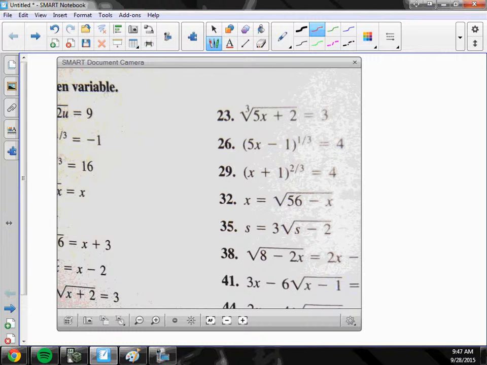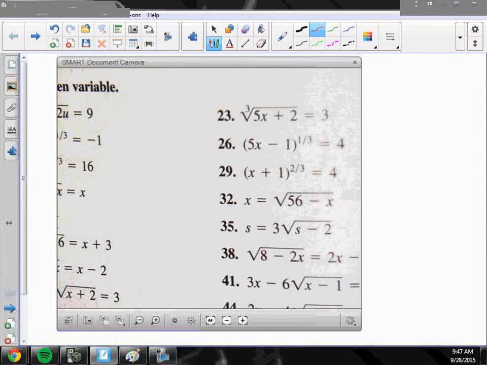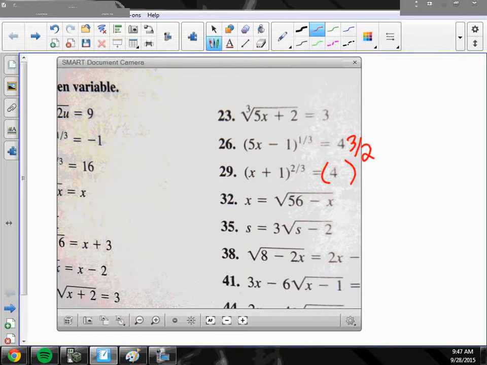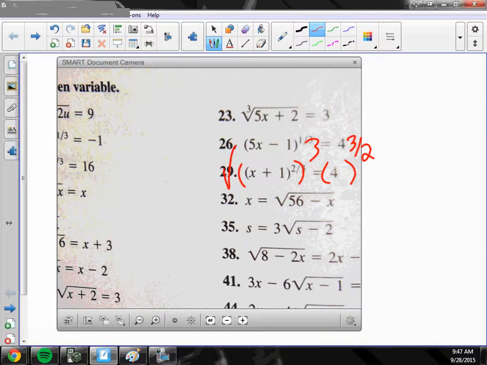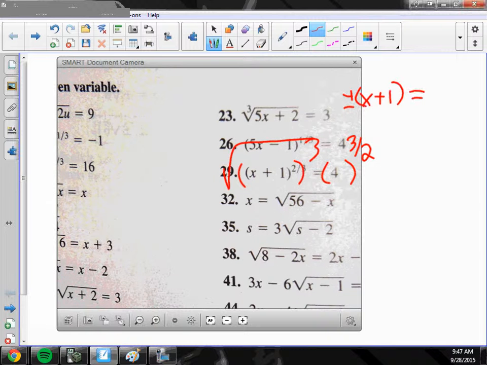Oh, sorry, this is one of those cases where there's an even one. Thank you for reminding me. So 4 to the 3/2. If I raise this to the third, do I need a plus or minus? No. But when I square root it, now I get plus or minus x plus 1 equals 8.